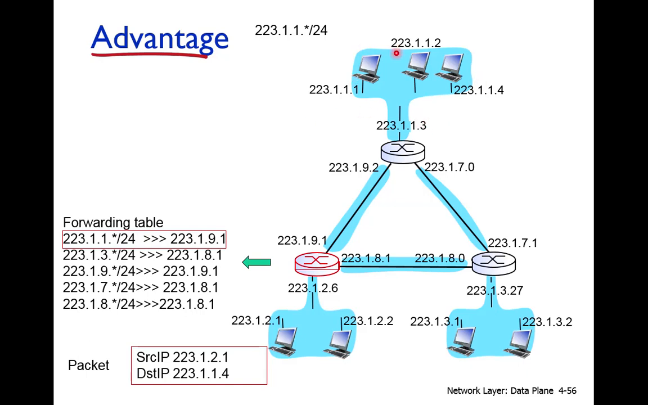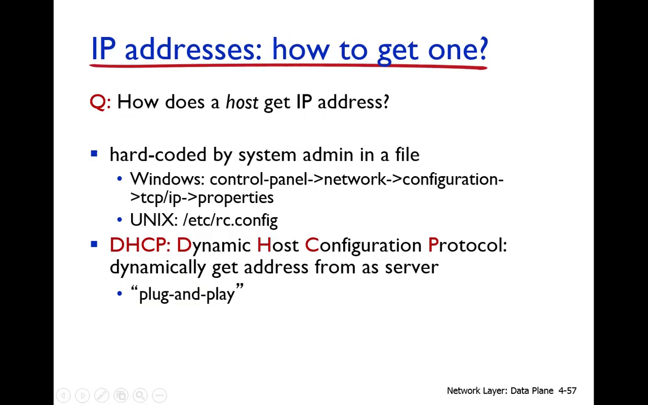And what is the network number? The network number is the first common prefix bits. In all these IP addresses, the first common prefix bits are 223.1. So this is the network part, the network number, and this will be stored. So this is the advantage of the network number, and this is the advantage of common prefix matching. Then we will discuss DHCP later on. Okay, I think it is finished.